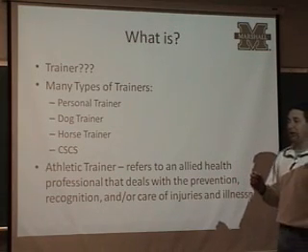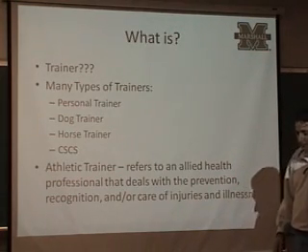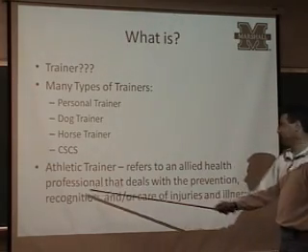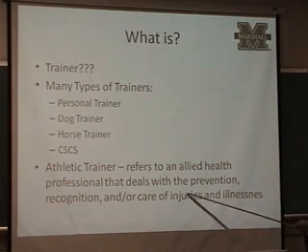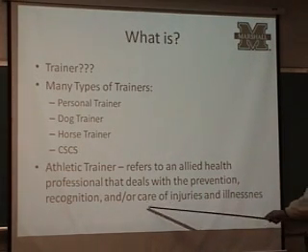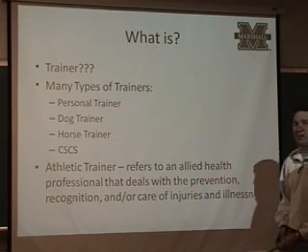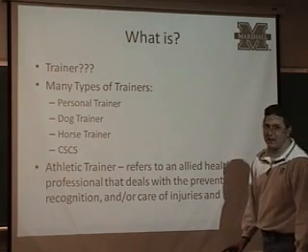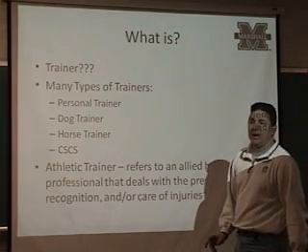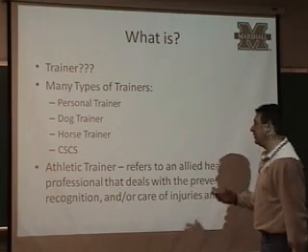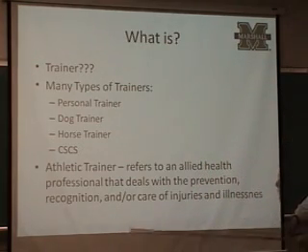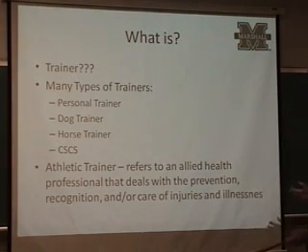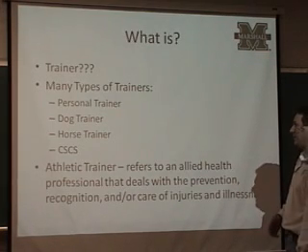Athletic trainer is a trained allied health professional that deals with the prevention, recognition, and or care of athletic, or most of the time now we say just care of injuries and illnesses. It used to be confined to athletics, and now it has broadened and gotten to many other fields outside of athletics and deals with clients and patients that aren't athletes. So athletic trainer refers to an allied health professional who's been trained to deal with the prevention, recognition, and care of injuries and illnesses. We want to take care of things that are wrong. We want to recognize when things are wrong.